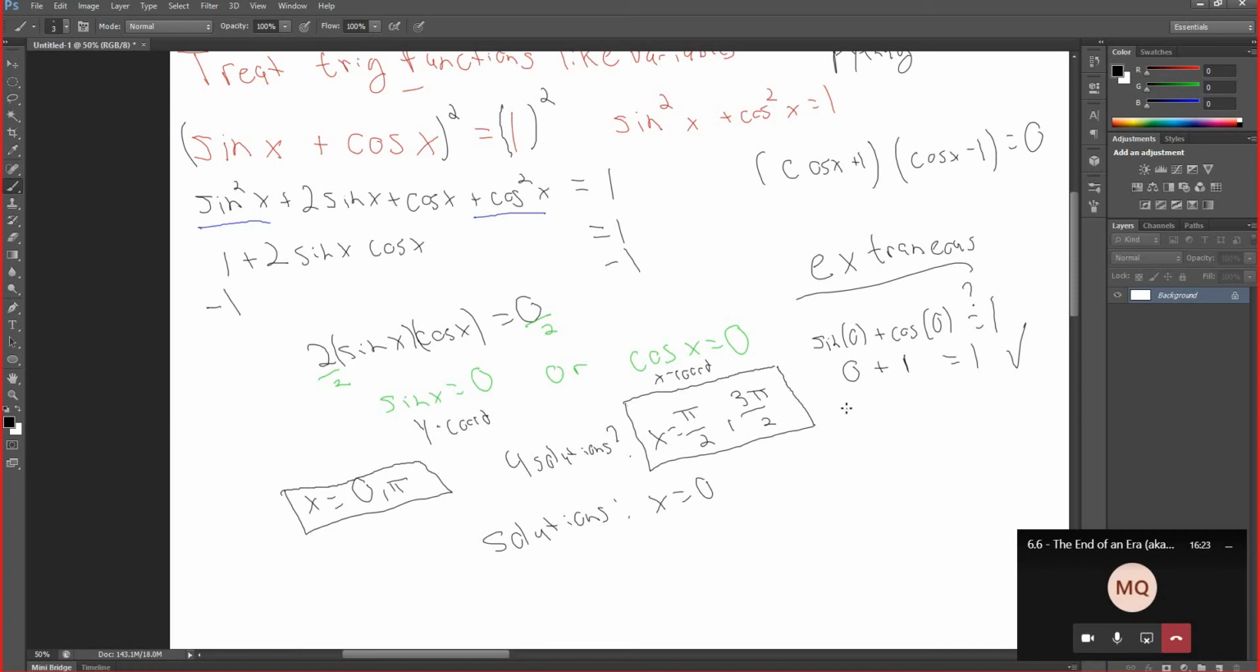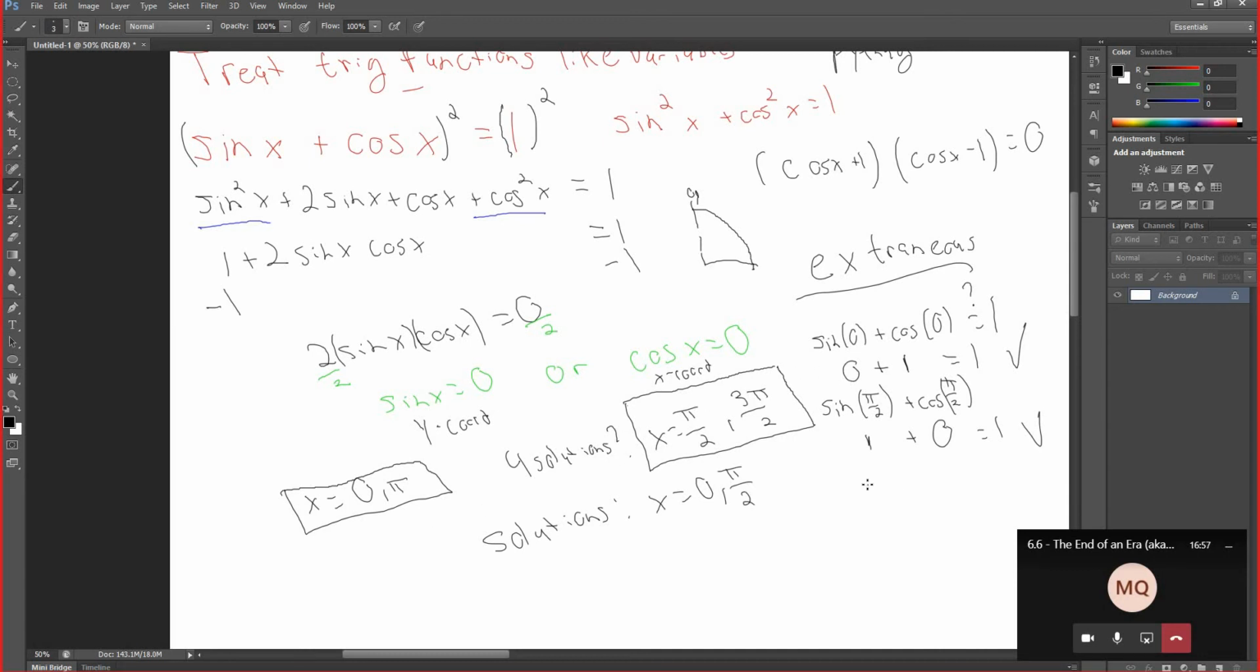Let's look at pi over 2 next. Sine of pi over 2 plus cosine of pi over 2. Well, I already know cosine of pi over 2 is 0, so this is just plus 0. And my y-coordinate at pi over 2, I'm still increasing right now, so my y-coordinate is a positive 1. So this is 0, 1. So this is also good. So I also have pi over 2 as a solution.